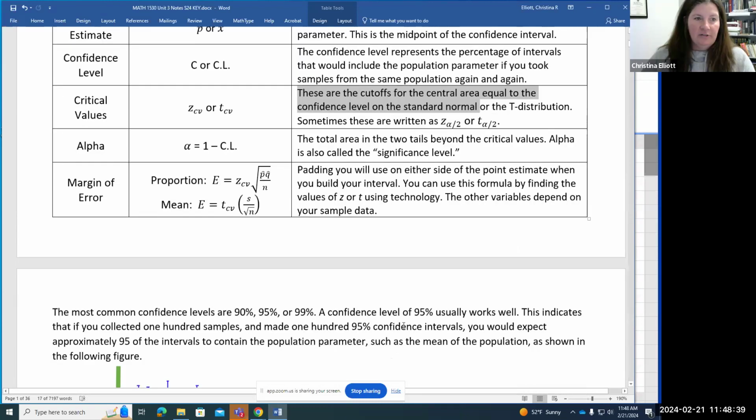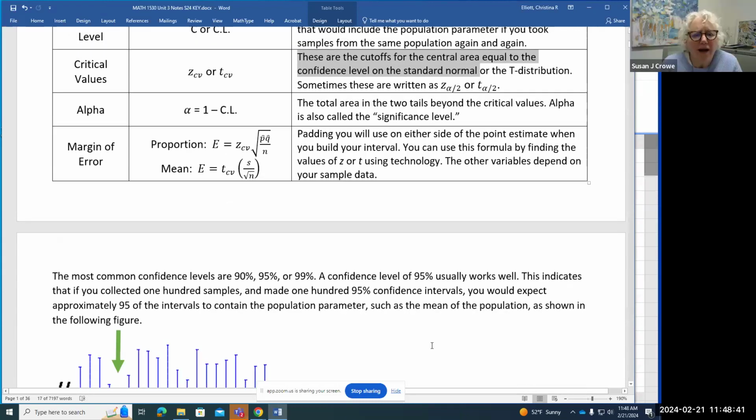So for a proportion, it might be something like 3%. So it'd be 0.03 that you're adding and subtracting to your proportion. That's your margin of error.